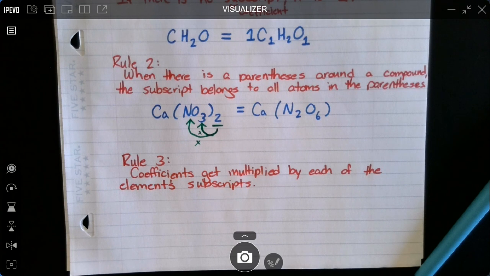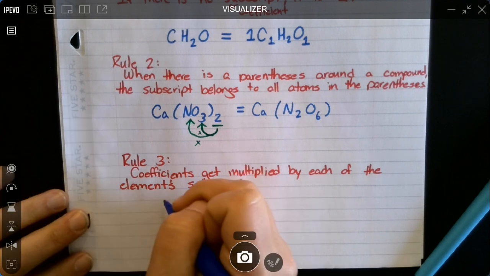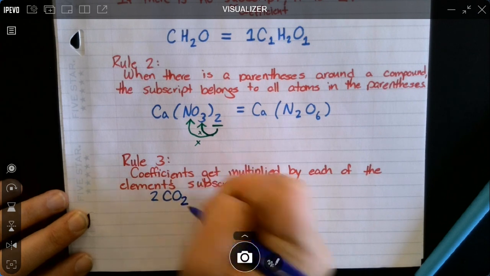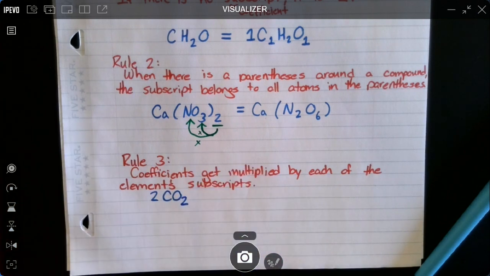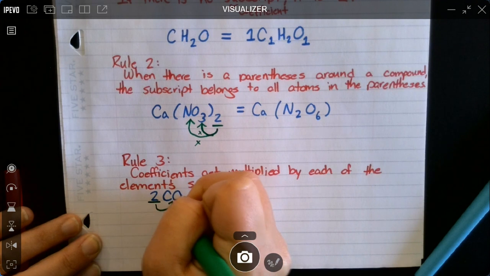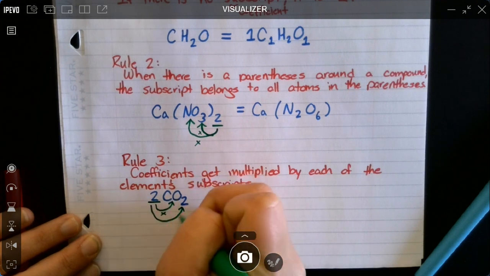So the big number gets multiplied by the little number. There's a lot of multiplying right now. Okay. Big number gets multiplied by the little number. Okay. So what this looks like is you could have 2CO2, and the coefficient will get multiplied by each of the subscripts.